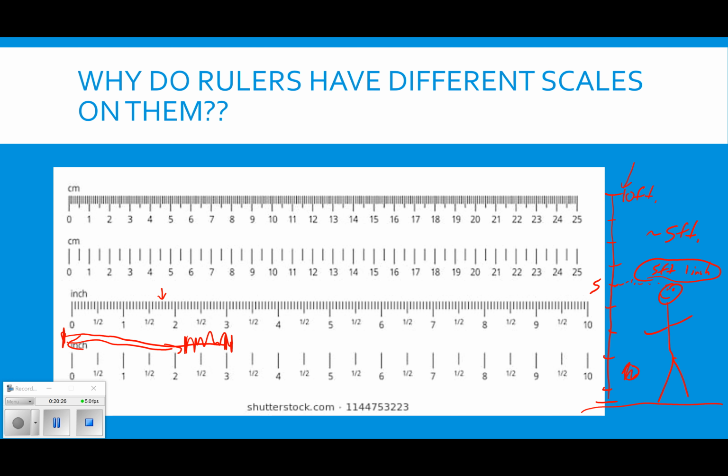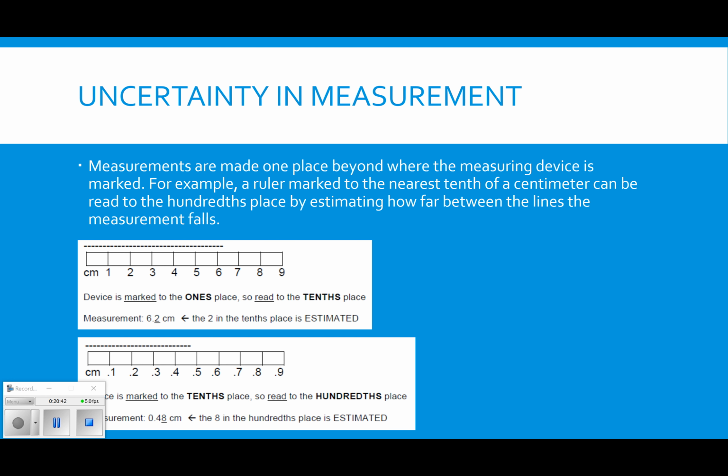So when we measured Jordan's height here, our measuring device allowed us to read to the tens place. So we went one spot beyond that and estimated, well, he's about in the middle between 0 and 10, so maybe he's right about 5. So we're going to go to the ones place. We measure to the ones place.